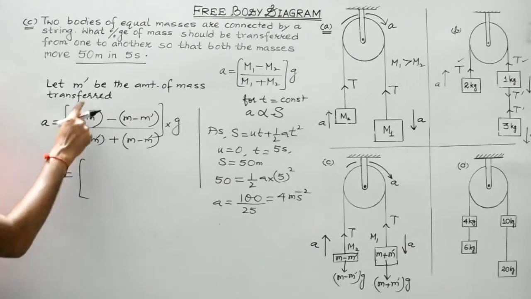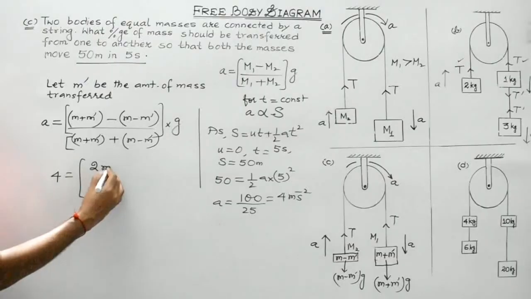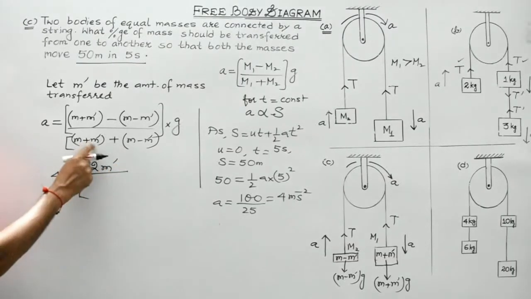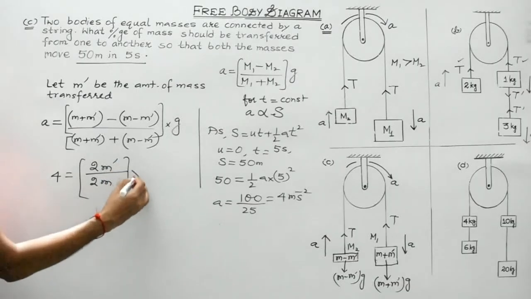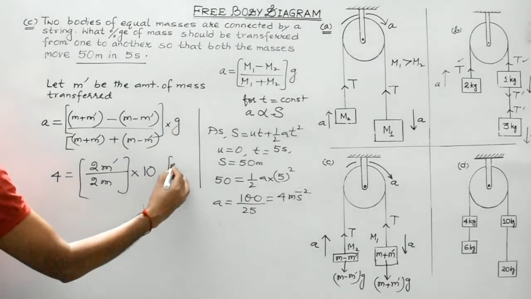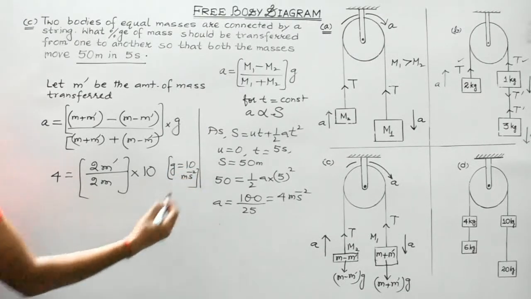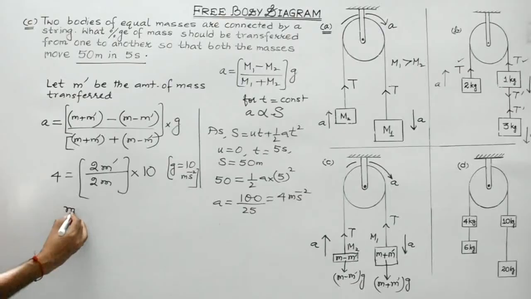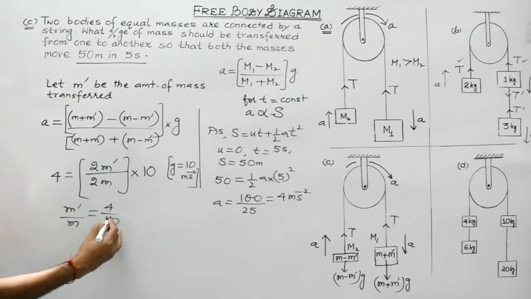Solve it. What we get is m minus m get cancelled, m dash minus m plus m dash will give us twice m dash, divided by m dash minus m dash get cancelled, we will get twice m into small g. Take small g as 10 meter per second square. So what do we get? M dash by M is equal to 4 by 10.